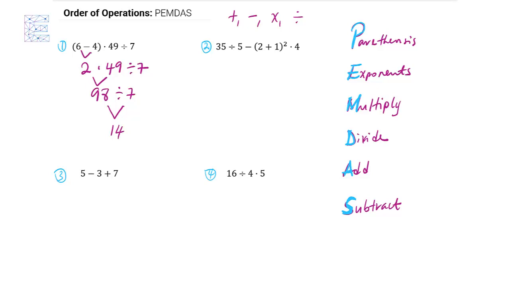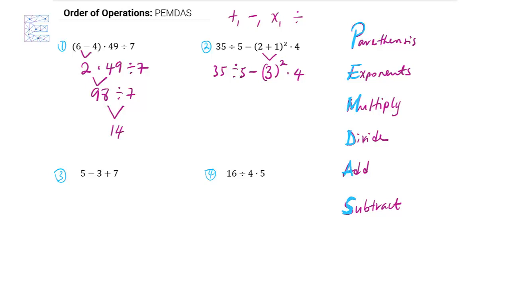The second question has more operations, but not to worry, because that's what PEMDAS will help us sort out. Do we have parentheses? Yes. So we start there. 2 plus 1 is 3, but then notice that that is raised to the second. So let's just bring back down everything else that we haven't yet used. So 35 divided by 5 minus that times the 4.